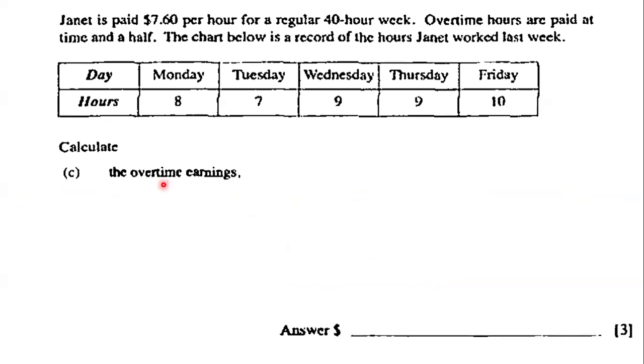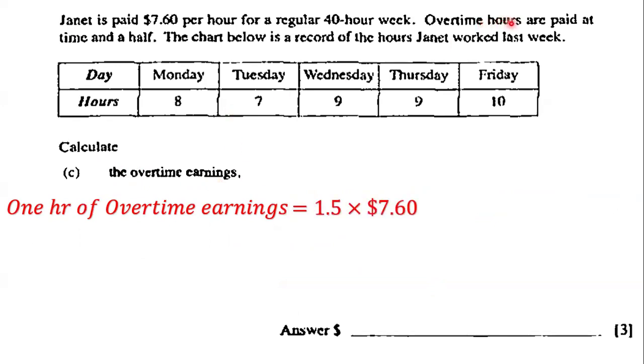Next, the question asks us to calculate her overtime earnings. And so in order for us to calculate her overtime earnings, the first thing that we're going to do is determine how much she's going to get paid for 1 hour of overtime. So if she worked 1 hour of overtime, how much is she supposed to get paid? Notice that it says here that overtime hours are paid at time and a half. And so since they said time and a half, we have to multiply her hourly rate by 1.5.